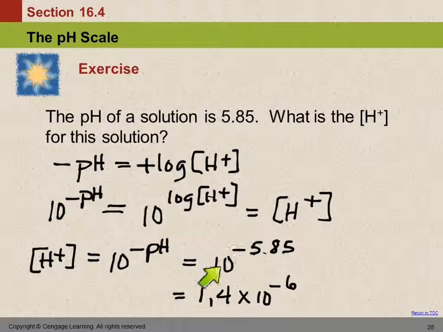Again, when we look at this, the pH 5.85, that's close to 6, right? It's between 5 and 6. And this number is between 10 to the minus 5 and 10 to the minus 6. So even though we can't predict exactly what it is without using a calculator, we can look at our answer and say, yeah, that's ballpark. I probably did it correctly. Any questions?